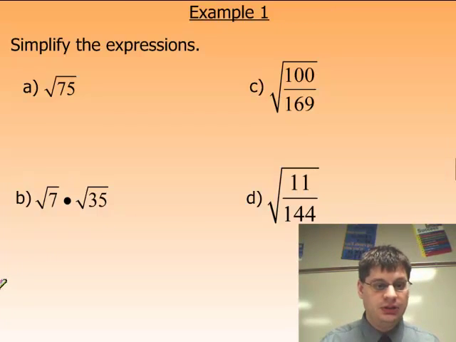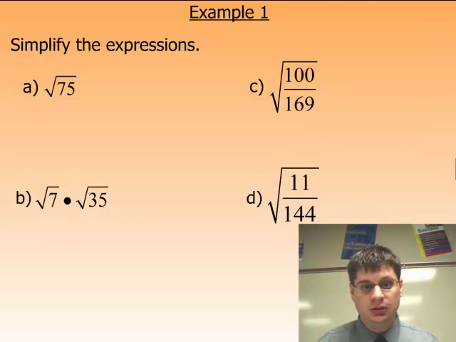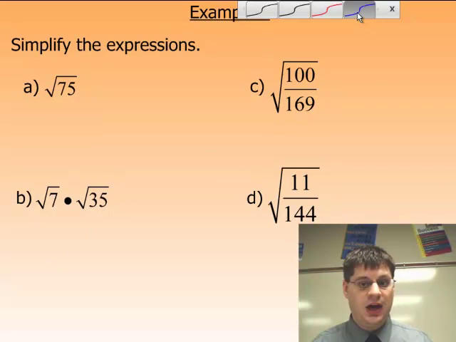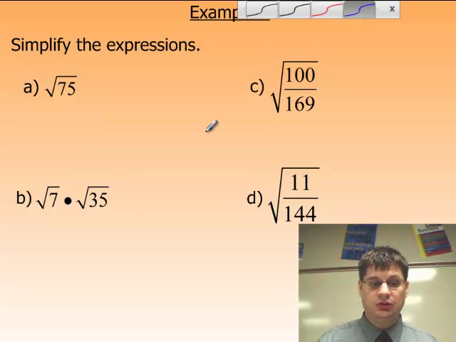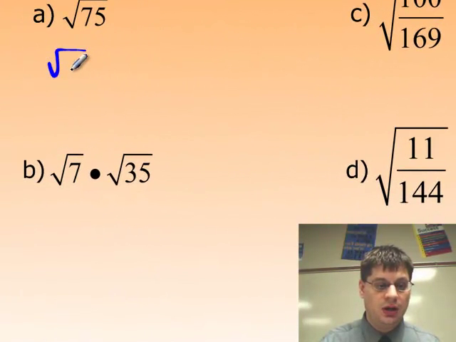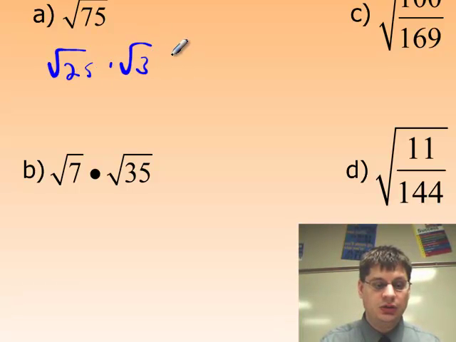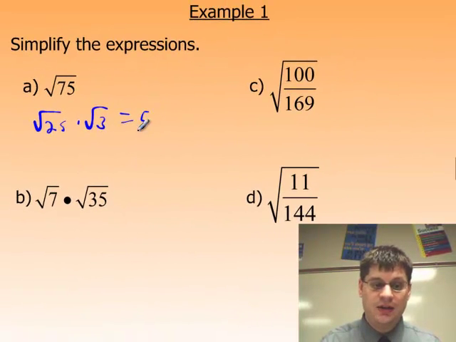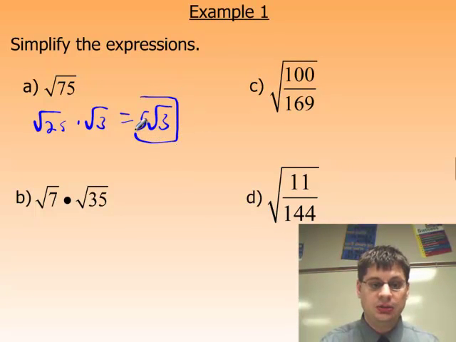So for instance, let's look at the square root of 75. If I want to simplify the square root of 75, I ask myself, are there any perfect squares that go into 75? And there is, 25. So I could rewrite this as the square root of 25 times the square root of 3. Well, the square root of 25 is 5, so 5 square root 3 would be my simplified version of the square root of 75.